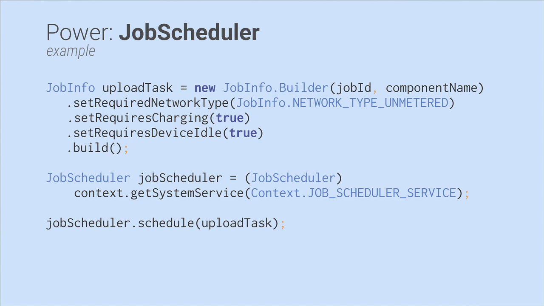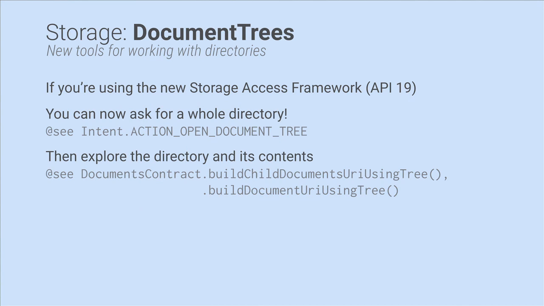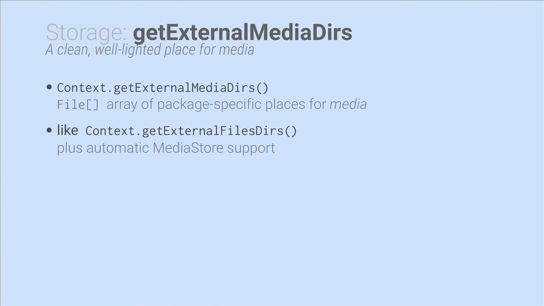Document trees in the Storage Access Framework: we have the ability to work more powerfully with individual files. Now in Lollipop, you can actually work with directories of files, sort of an obvious thing, but it wasn't there in KitKat and now exists in Lollipop. Also the ability to get the media directories. What people are actually browsing for and accessing a lot is media content. So it's much easier now to work with this more directly, requires less effort on your part.